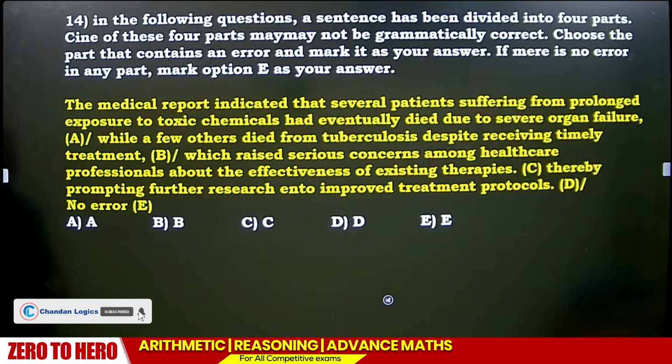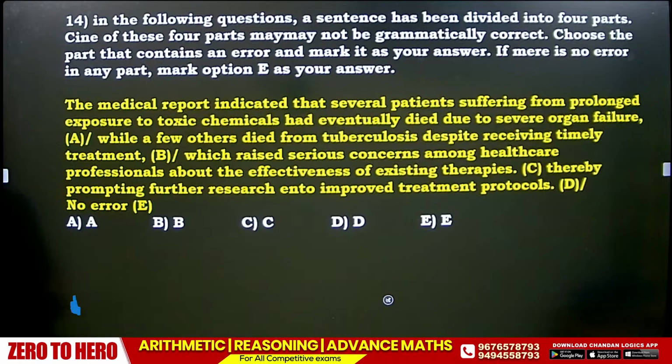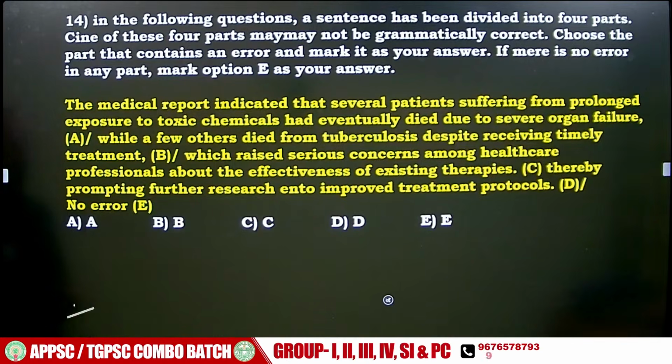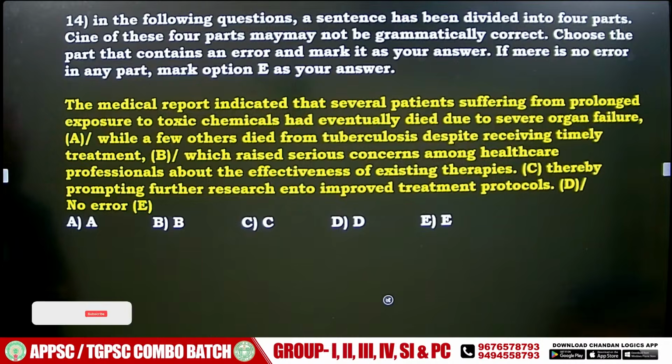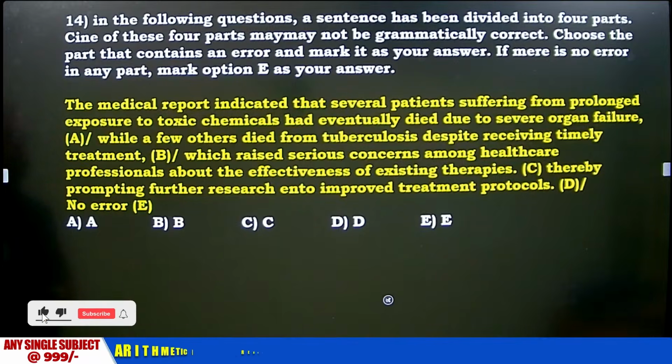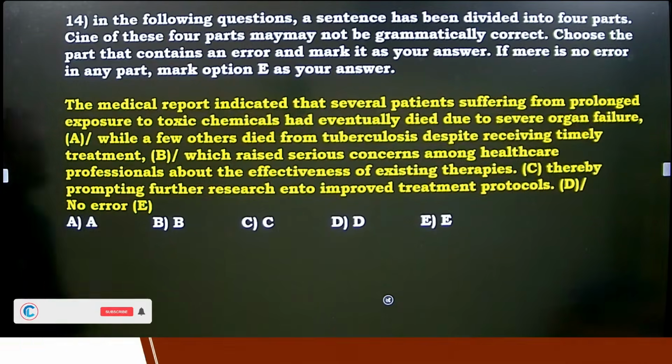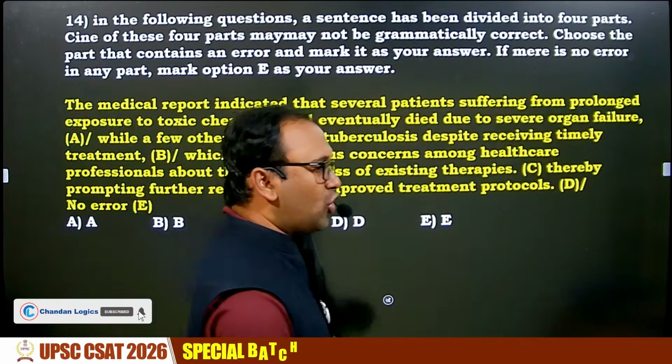Question number 14, again spotting error. The medical report indicated that several patients suffering from prolonged exposure to toxic chemicals had eventually died due to severe organ failure, while a few others died from tuberculosis despite receiving timely treatment, which raised serious concerns among healthcare professionals about the effectiveness of existing therapies, thereby prompting further research into improved treatment protocols.